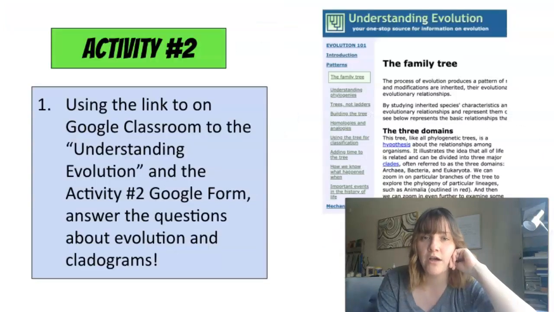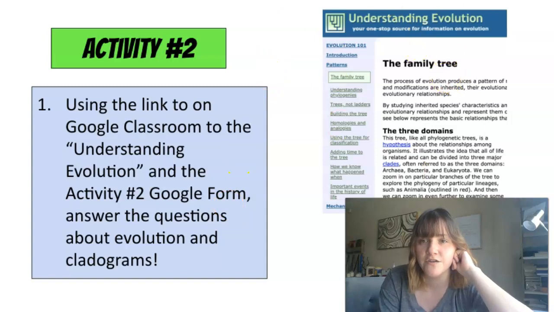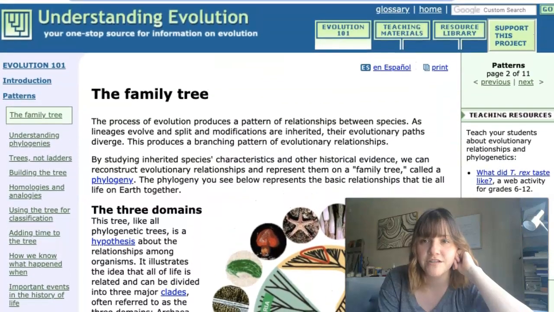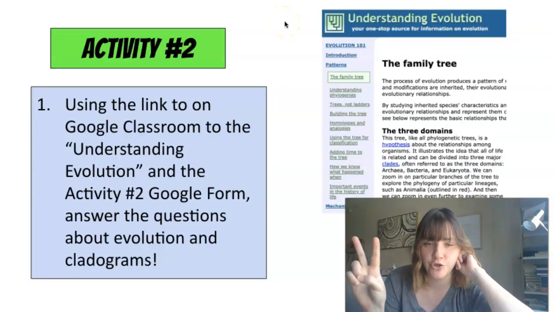Once you finish activity 1, then you're going to do activity 2. This is where you're going to use the link on Google Classroom to the Understanding Evolution website, and you're also going to use the activity number 2 worksheet. Basically, you're just answering the questions about evolution and cladograms. This is a really good summary activity for everything that we've learned so far. The website looks like this. I also have it right here. This is what the website looks like. Understanding Evolution, and there's a lot of information on it. So make sure you're looking through and answering those questions for activity 2.